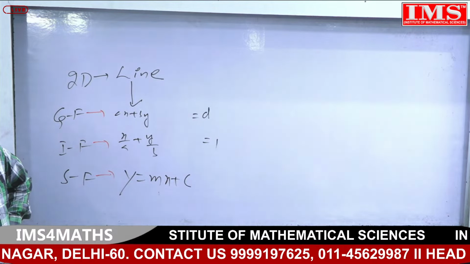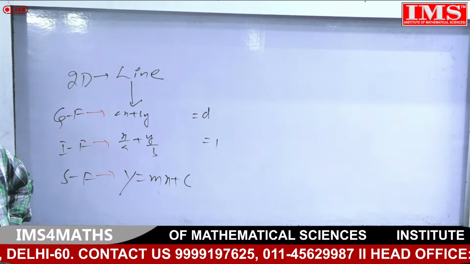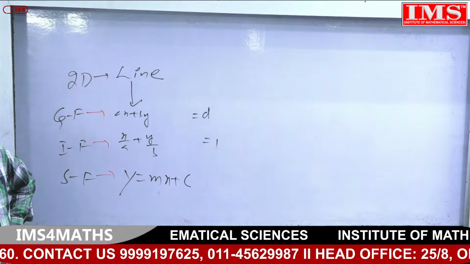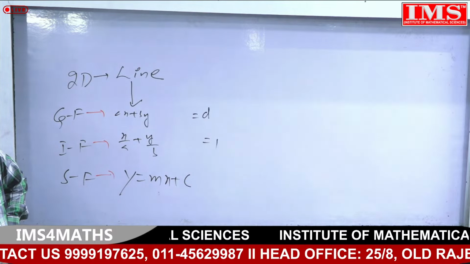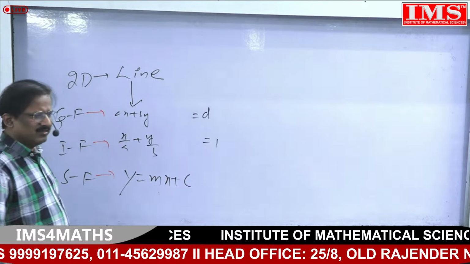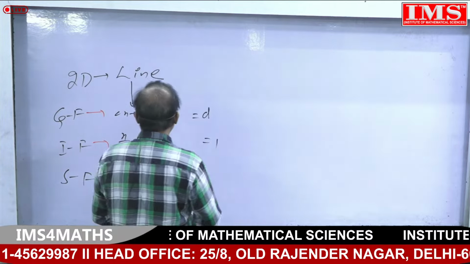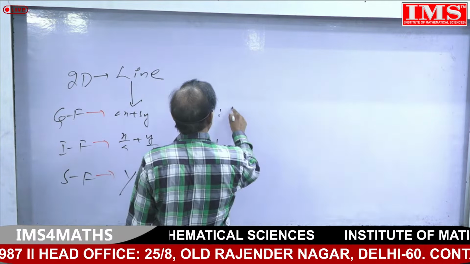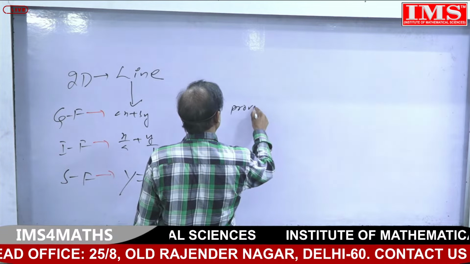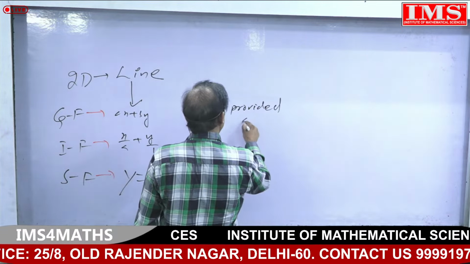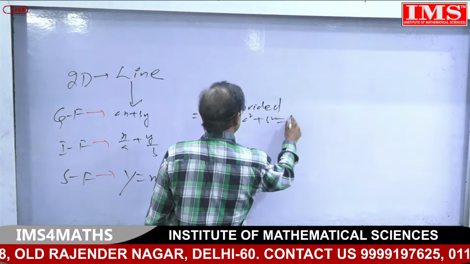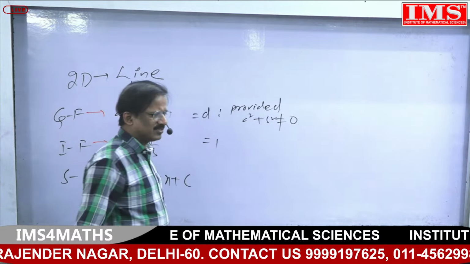Positive direction of the x-axis. But it's a line in 2D. What I provide here, provided that a square plus b square is not equal to 0. What is the meaning of a square plus b square not equal to 0?